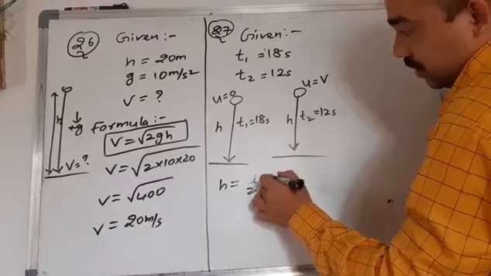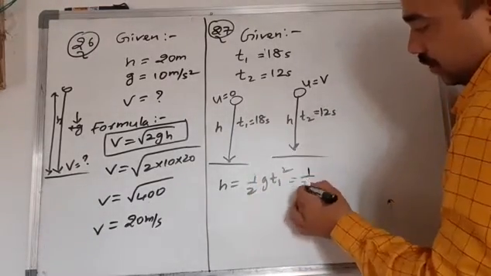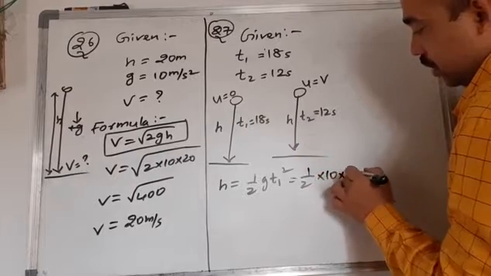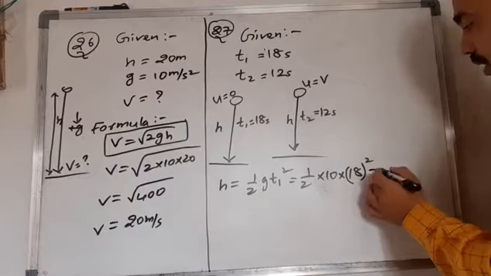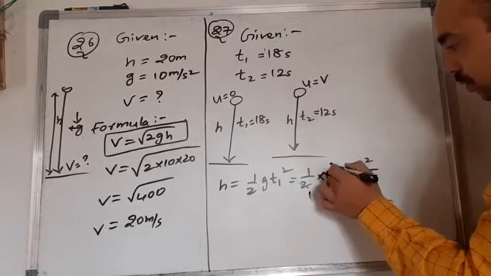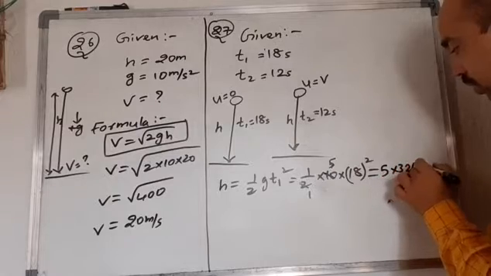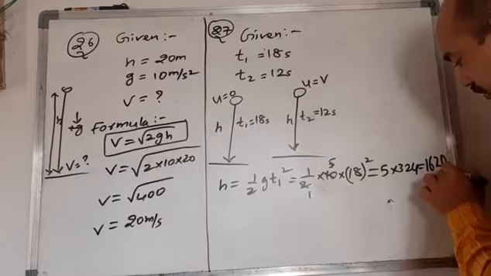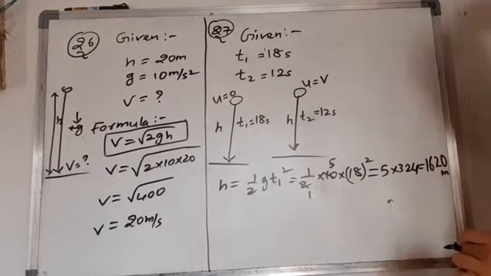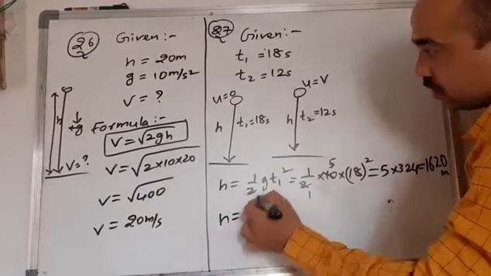So what we have to do here is, first we find out h using half g t1 square, because u is 0. So you will get half into 10 into 18 square. We know that 18 square is equal to 324, right? So 5 into 324 is equal to 1620 meters. 1620 meters.